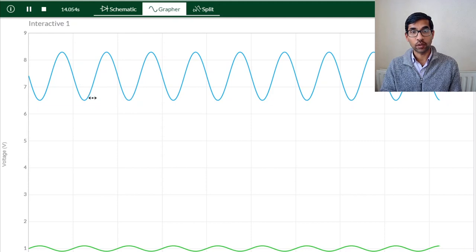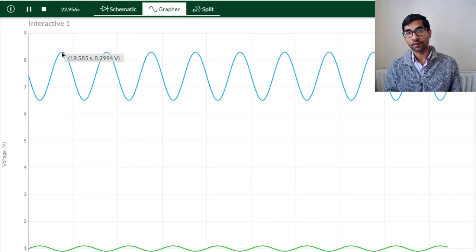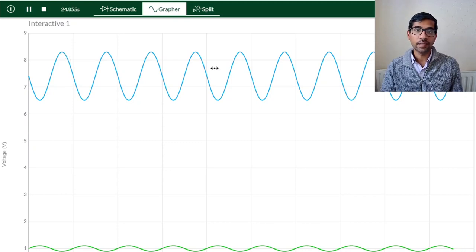has been amplified quite a bit, right? Here the amplitude was 0.1 volts. Here it seems to be almost around a volt. So the sine wave has been amplified 10 times. That's how the amplifier works, right?